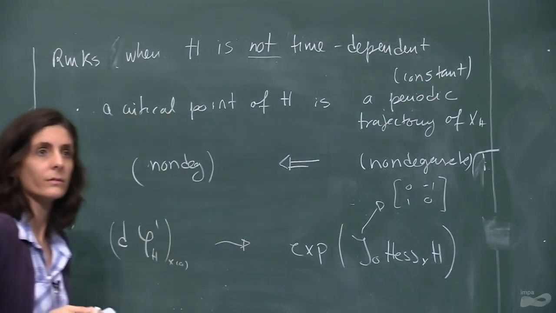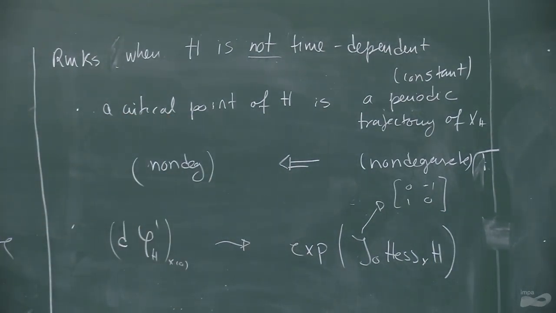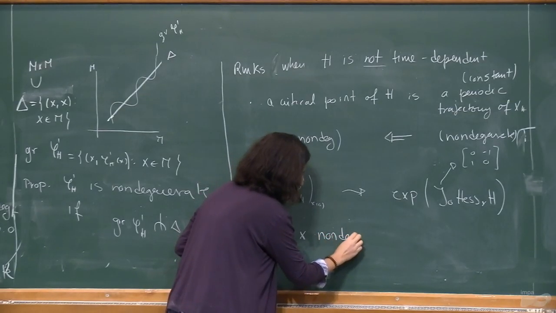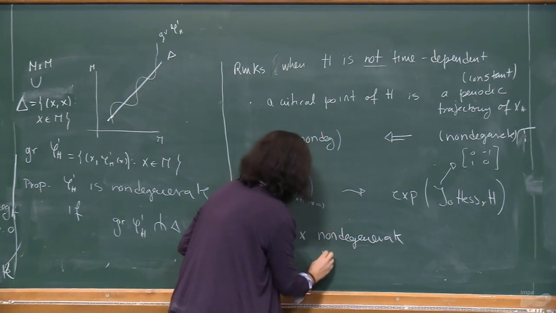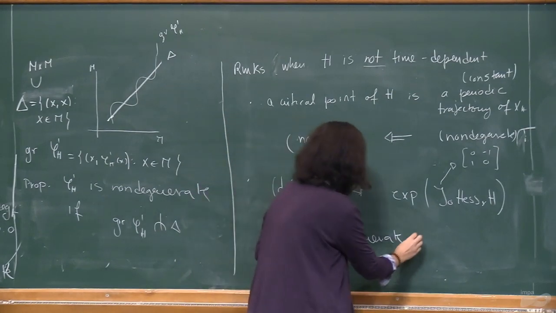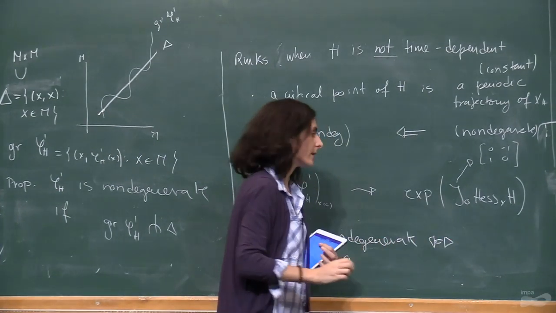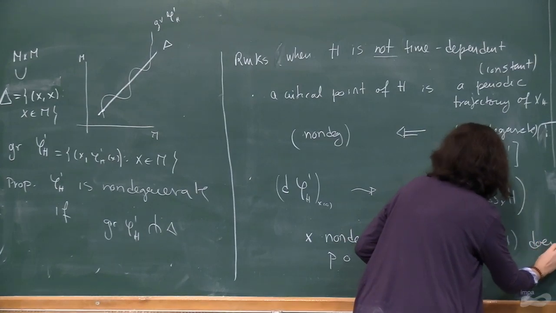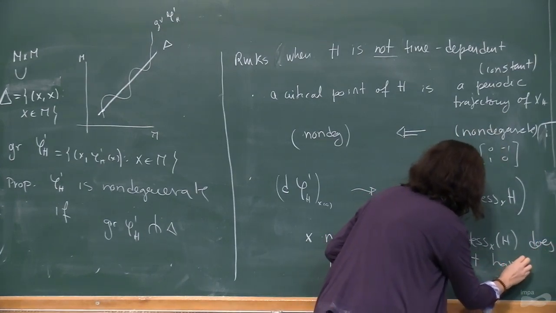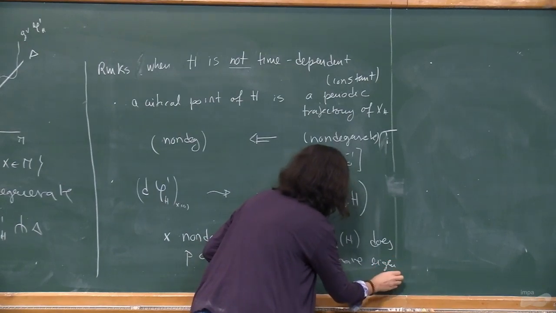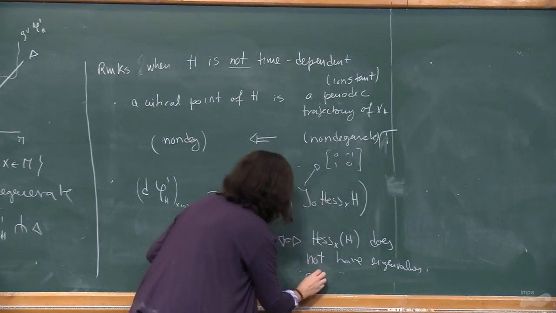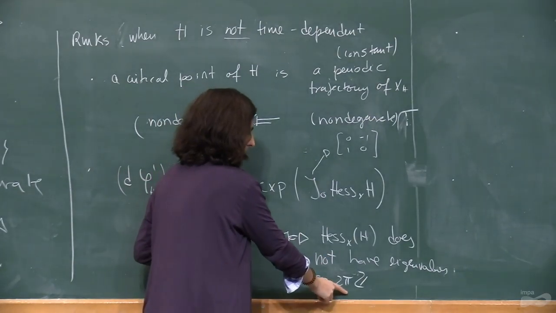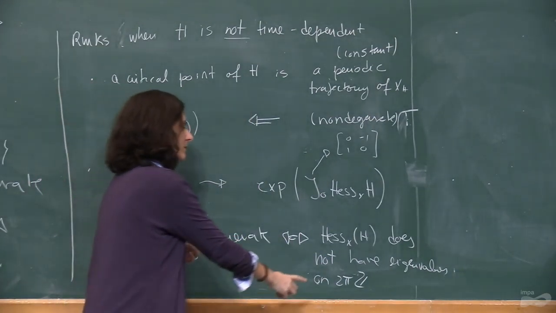Hope I'm not off by a sign, but it should be this. And saying that X is a non-degenerate periodic orbit actually means that this Hessian matrix does not have eigenvalues in 2 pi Z. So eigenvalues are not integer multiples of 2 pi.